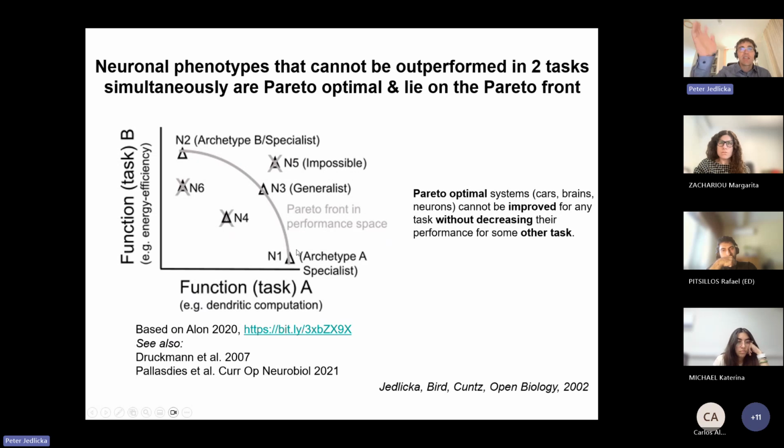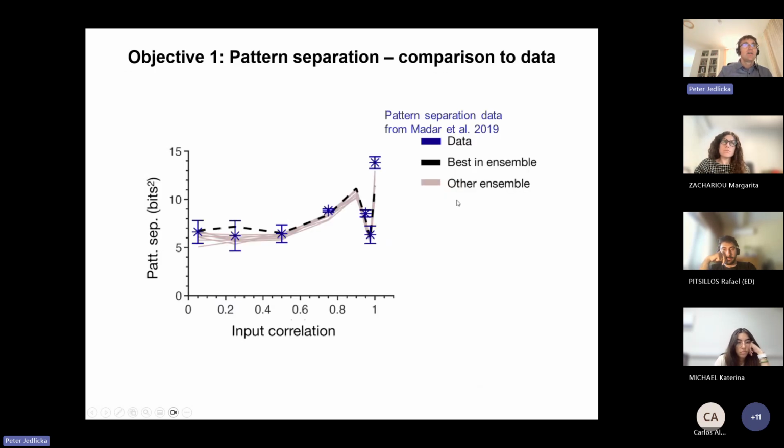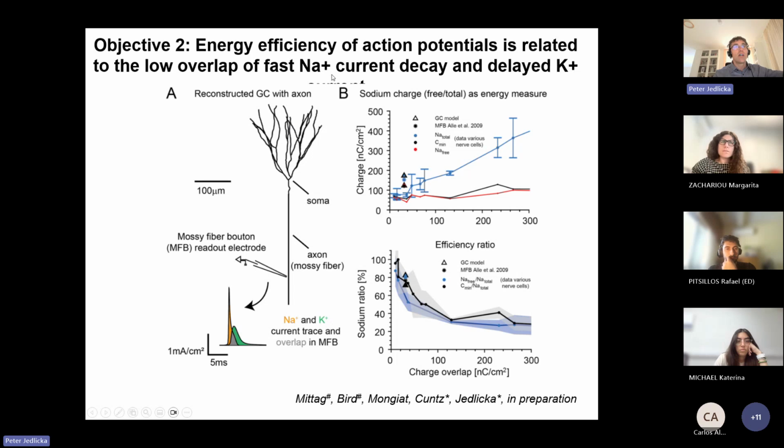And this is, again, the definition of Pareto optimality, but you know that already. Now I'm just summarizing, right? Objective 1 was pattern separation. We showed that the models were able to replicate this. Then objective 2, energy efficiency. So real neurons, we think, are energy efficient.